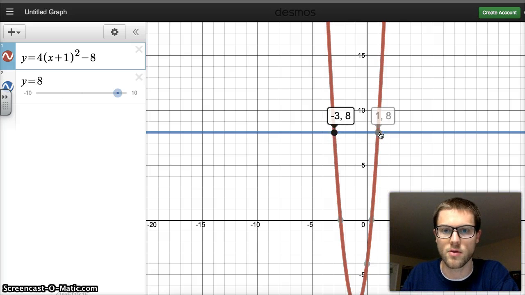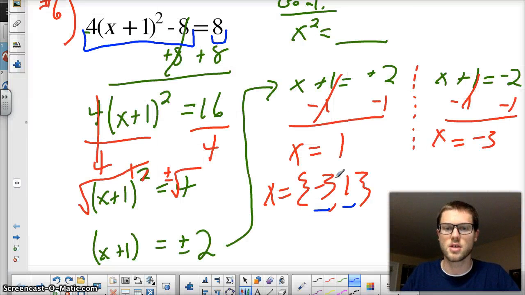Looks like one of them's at negative 3, 8. One of them's at 1, 8. So those are my solutions, and that's a good way to check to see that you are correct with your original problem.